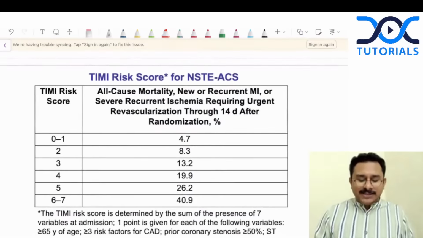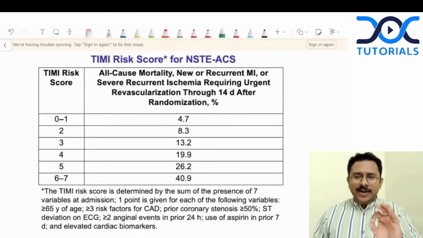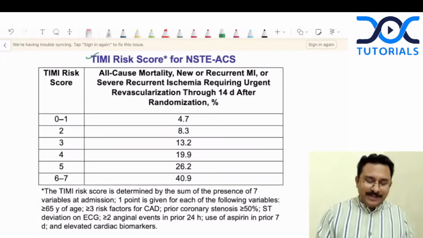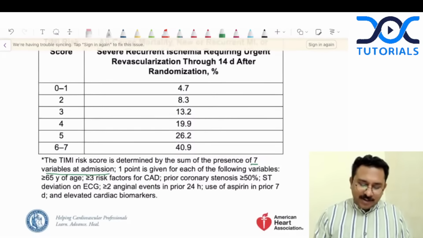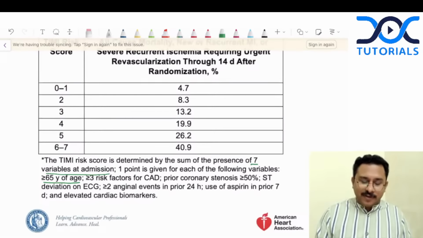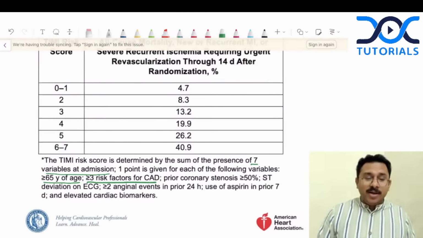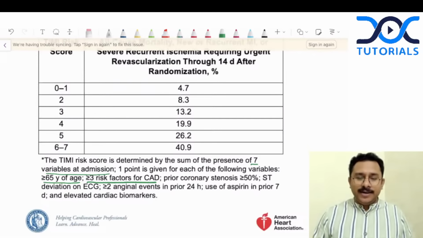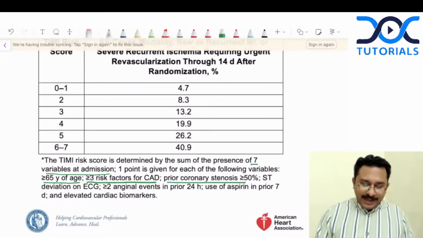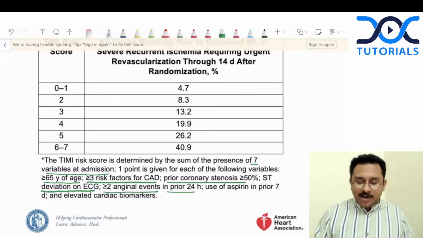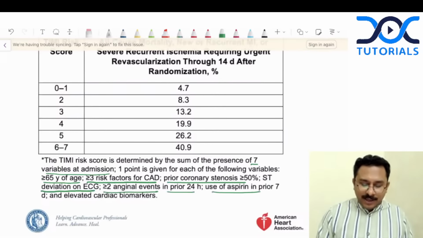I've discussed this in detail in my lectures, but quickly for the time being, the TIMI score consists of 7 variables at admission, and 1 point is given for each of the variables: age greater than or equal to 65 years, 3 or more risk factors for coronary artery disease, prior coronary stenosis greater than or equal to 50%, ST elevation on ECG, 2 or more anginal events in the prior 24 hours, and use of aspirin in the prior 7 days.